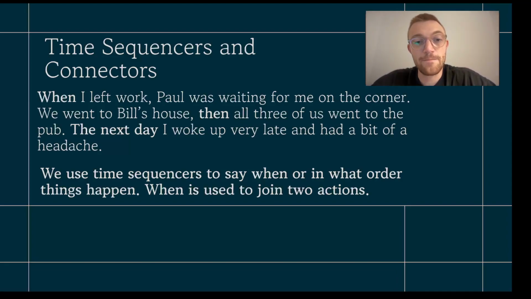these things happen. Now, if we have the word when in a sentence, we can use it to join two actions together, right? So in our first sentence here, when I left work, that's our first action. We got leaving work. When I left work, Paul was waiting for me, right? So waiting is the other action. So when I left work, Paul was waiting for me. When I was waiting for the bus, a bird flew in the window. There you go. Linking two actions together.